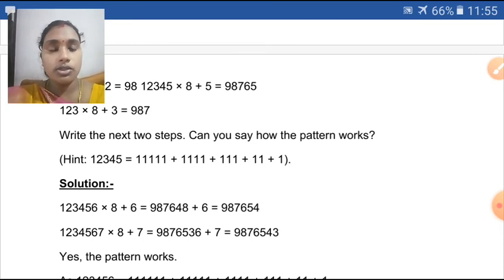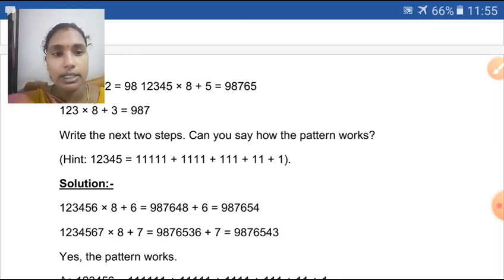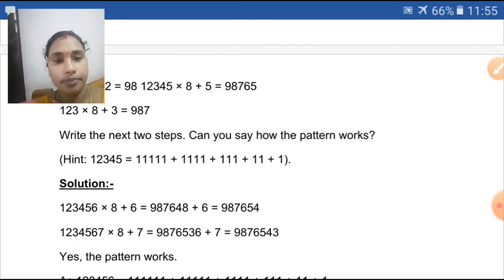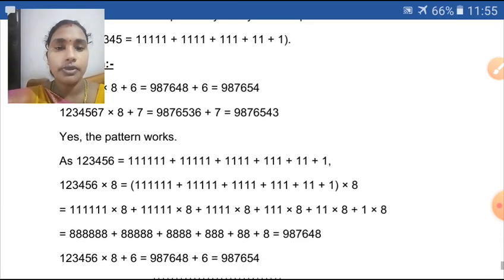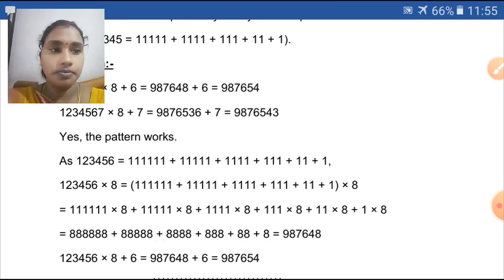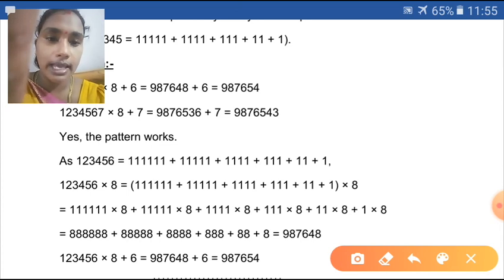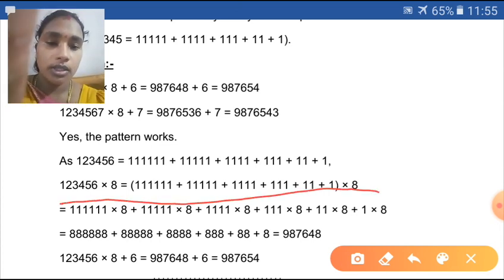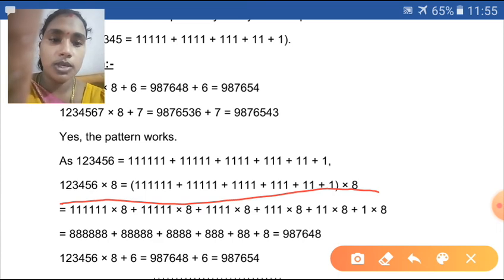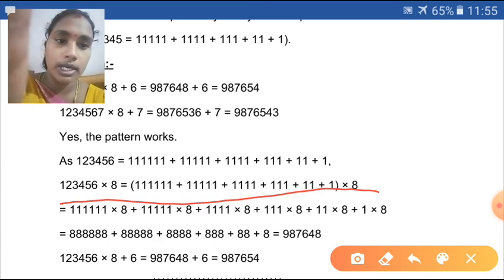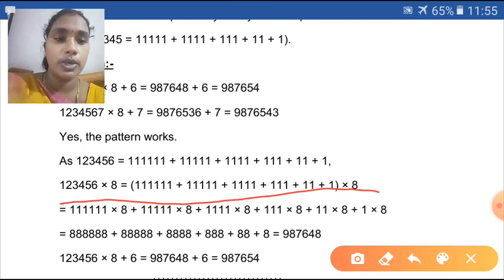They have also given a hint here. There is 1000. So 1, 2, 3, 4, 5 plus 1, 1, 1, 1, 1 plus. So it keeps on decreasing until you get 1, and the answer will be in terms of the reciprocal of the numbers from 9 to 1. So let's see how this pattern works. Let us take the number 1, 2, 3, 4, 5, 6 into 8, followed by 1, 1, 1, 1, 1, 1 plus 1, 1, 1, 1, 1 plus 1, 1, 1, 1 plus 1, 1, 1 plus 1, 1 plus 1.